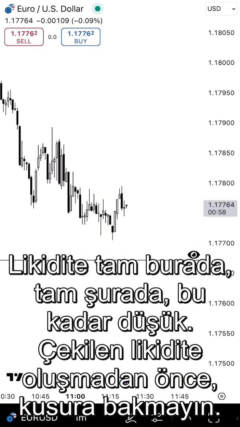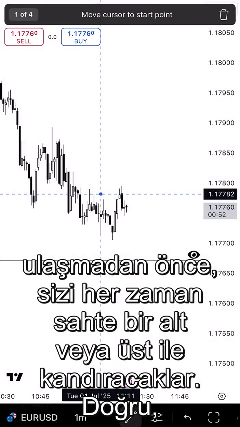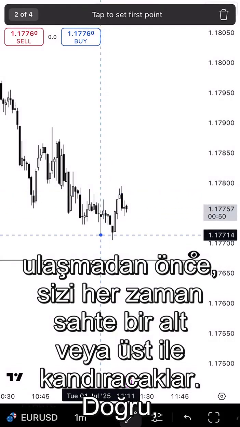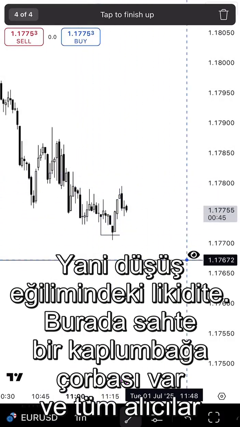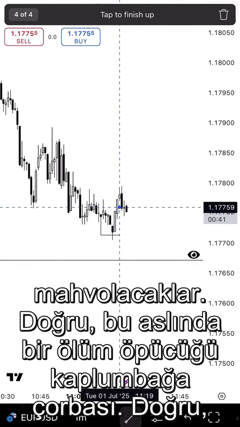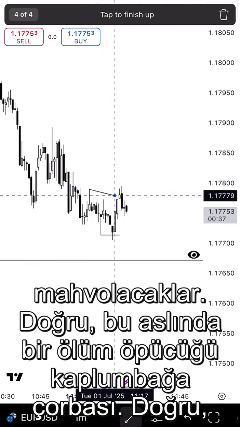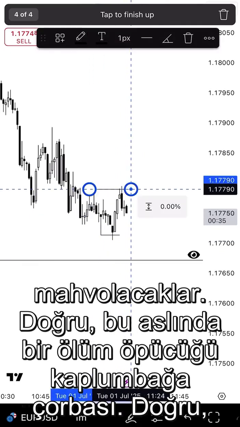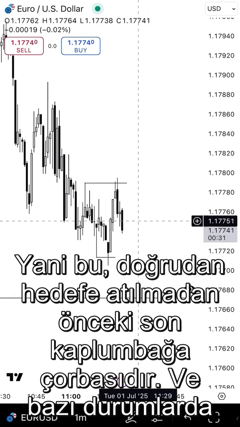Before the draw liquidity forms, before it's reached, they always are going to sucker you in with a fake bottom or top. Right, so bearish draw liquidity. There's a fake turtle soup right here, and all the buyers are going to get wrecked. Right, this is actually a kiss of death turtle soup. Right, so this is the final turtle soup before dumping straight into the target.